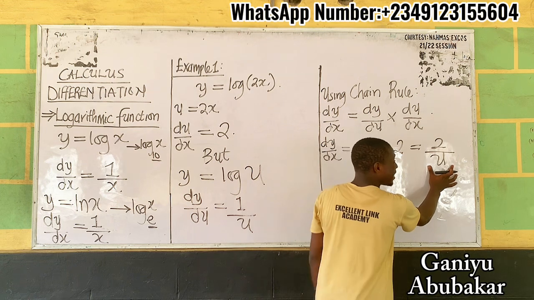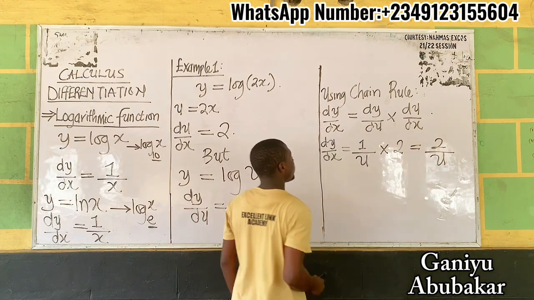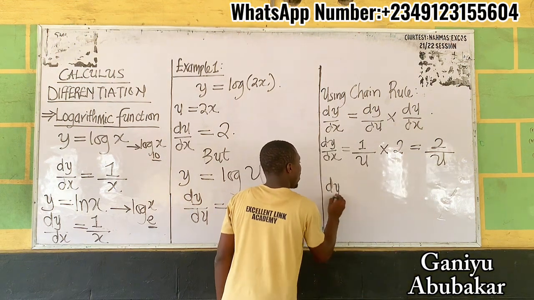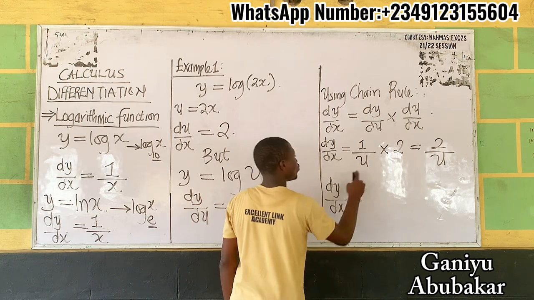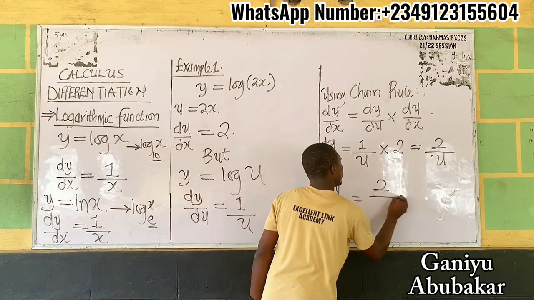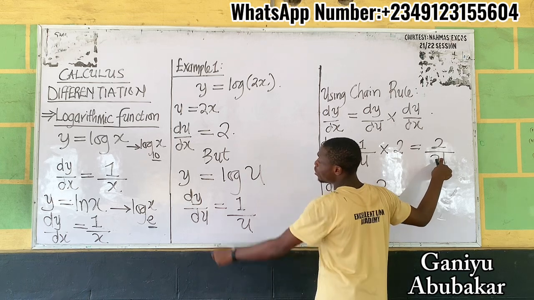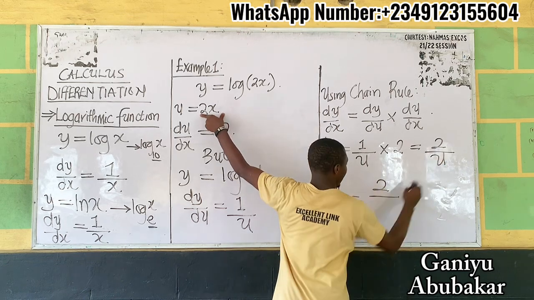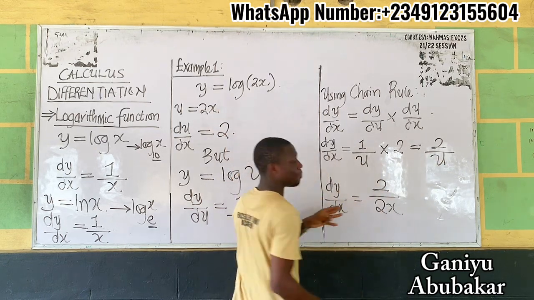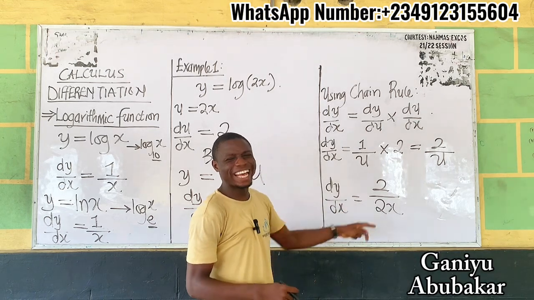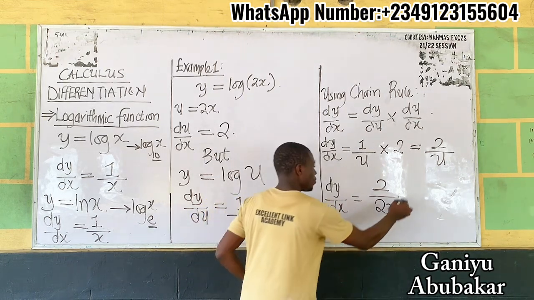But my answer is not proper in this form. So in proper form, I'll have that dy over dx will be equal to 2 over, what is u? We said u is 2x. So I have 2x. This is my answer. But yet, I can still break this answer down.